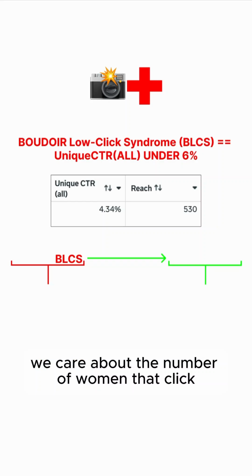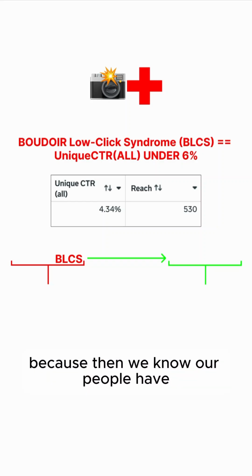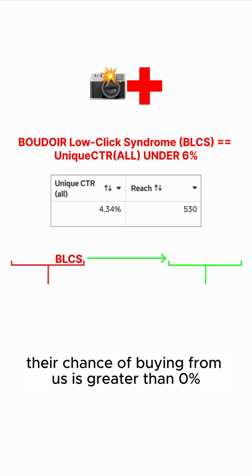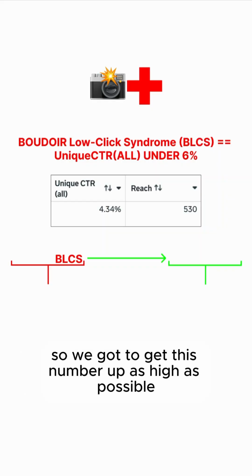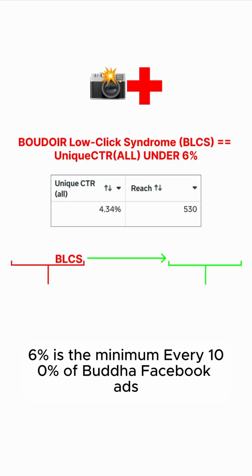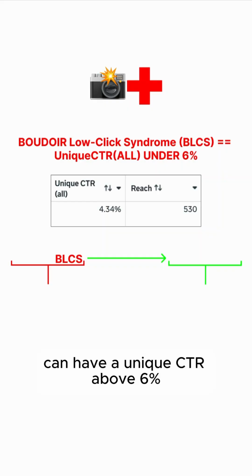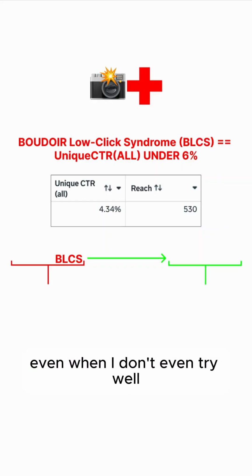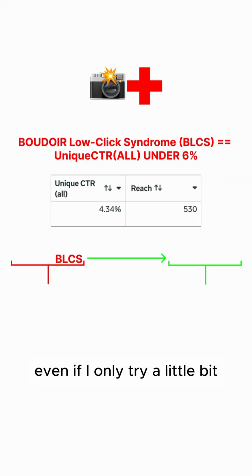We care about the number of women that click anywhere on our ad because then we know our boudoir Facebook ad entered their brain, and that's the only time their chance of buying from us is greater than 0%. So we gotta get this number up as high as possible. 6% is the minimum. 100% of boudoir Facebook ads can have a unique CTR above 6%. Every one I've created has always had above 6%, even when I only try a little bit.